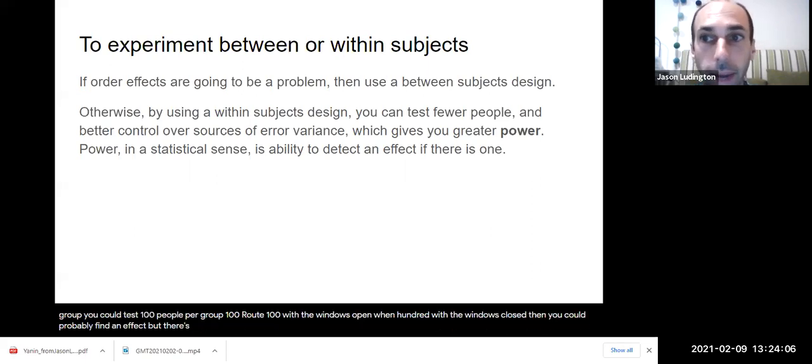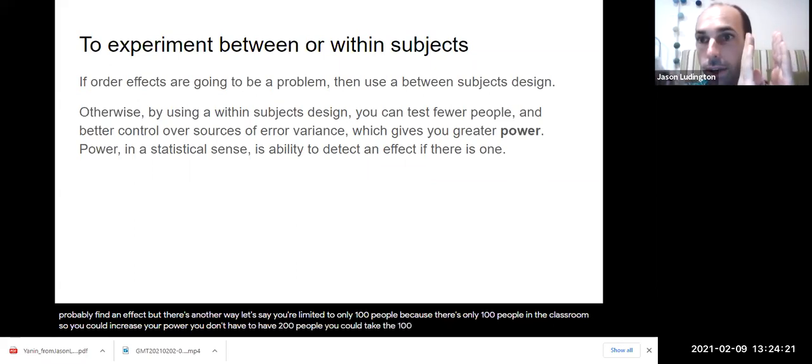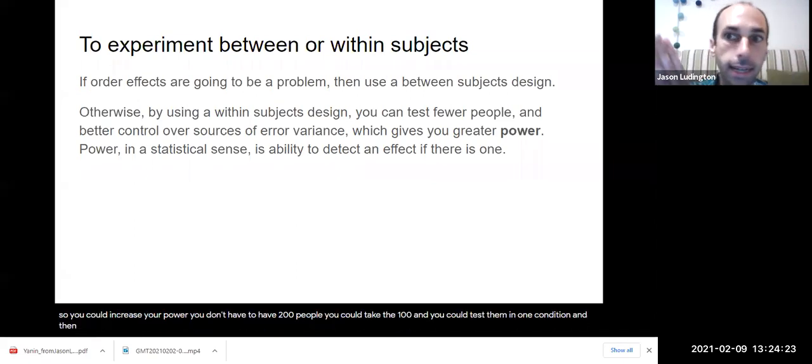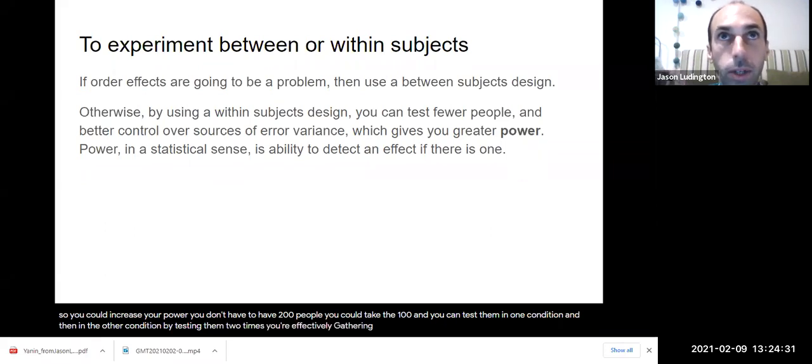But there's another way. Let's say you're limited to only 100 people because there's only 100 people in the classroom. You could still increase your power. You don't have to have 200 people. You could take the 100 and test them in one condition and then in the other condition. By testing them 2 times, you're effectively gathering 200 participants' worth of data.